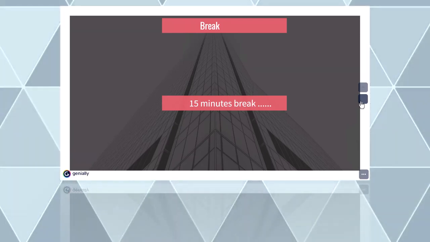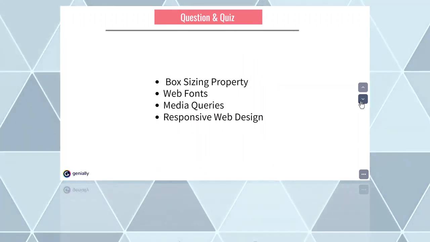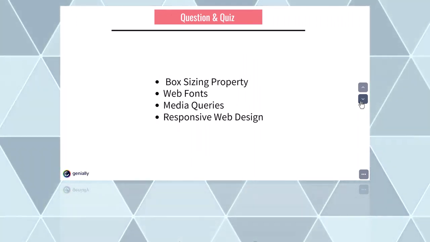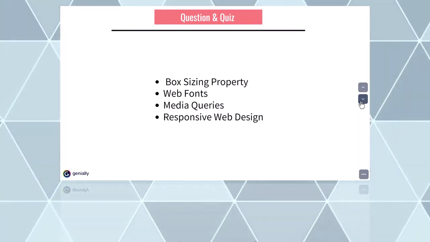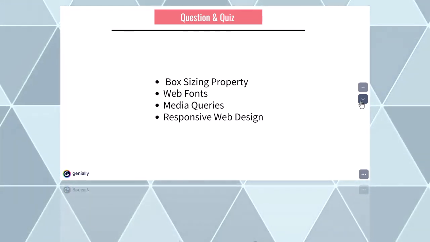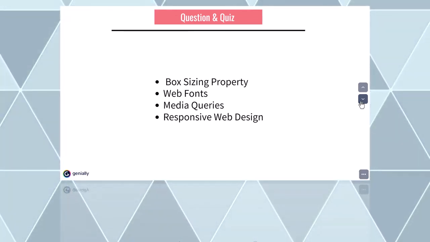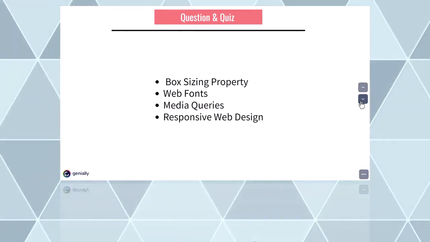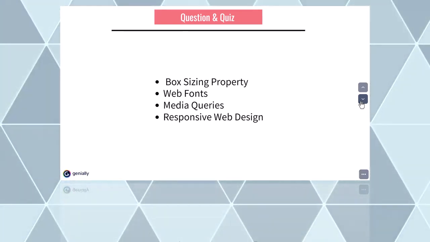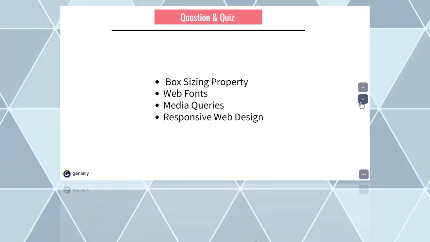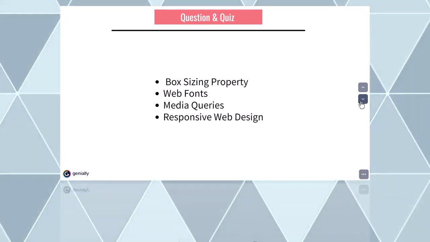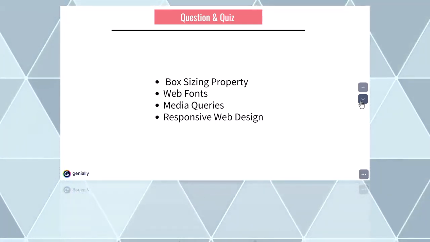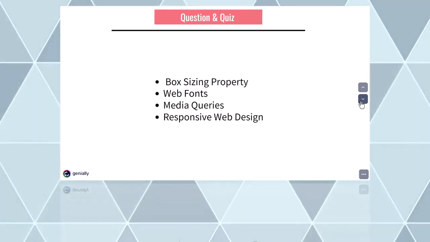So now we're back. Yesterday, guys, we spoke about box sizing, web fonts, media queries, and responsive web design. I just want to hear your thoughts on them again. Can anybody explain what the box sizing property is, what it does, and what it is used for? Then after that we'll do web fonts, media queries, and responsive web design.